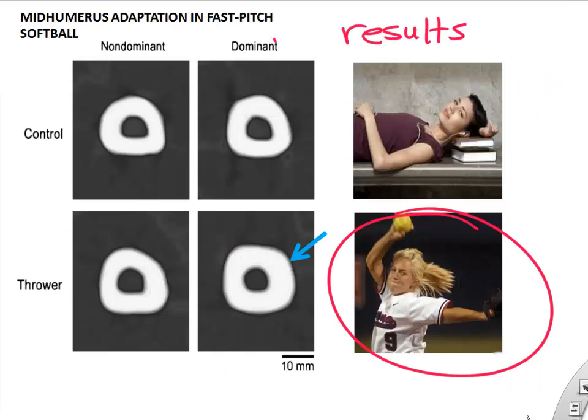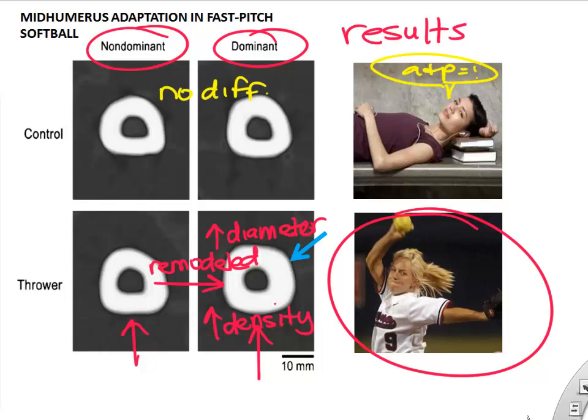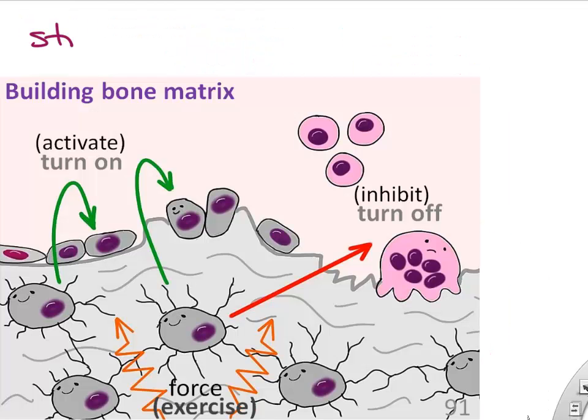And the results of these studies seem to show mostly that the dominant arm will have a greater bone diameter and a greater bone density, meaning it's more dense and more strong. So the bone is actually bigger than the non-dominant arm in these pictures. And then, of course, in sedentary or normal students, there's no difference in the dominant versus non-dominant arm.